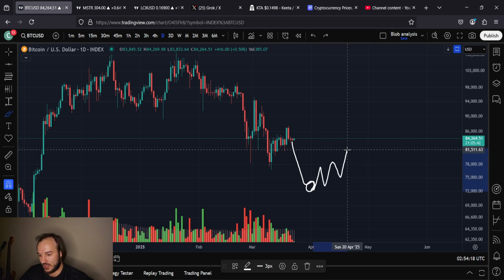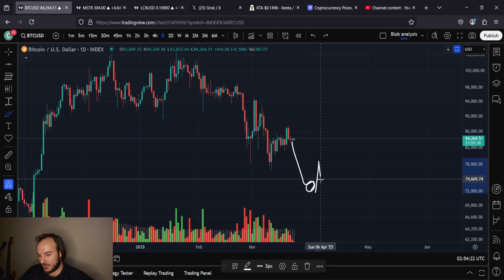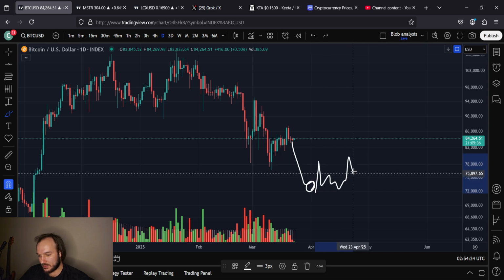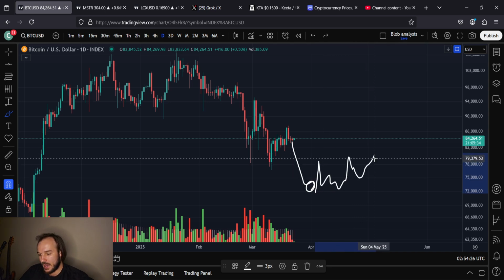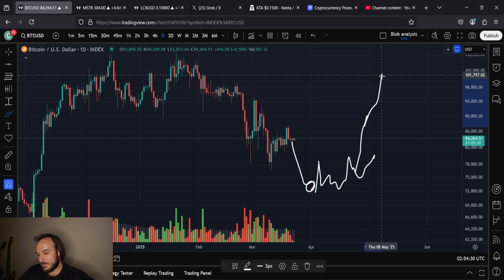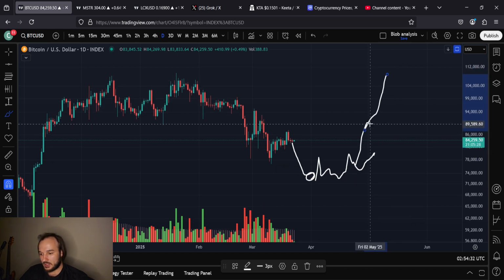We're going to figure ourselves out, right? We're going to move up. We're going to move down. We might even move sideways a little bit, do some kind of weird whatever. And then going into the end of April, I think we'll start to really recover. Going into May, we'll really start to recover. People are going to be in disbelief.